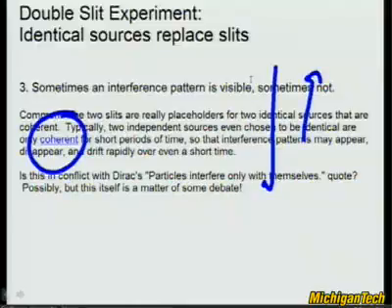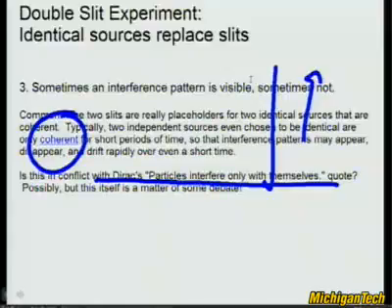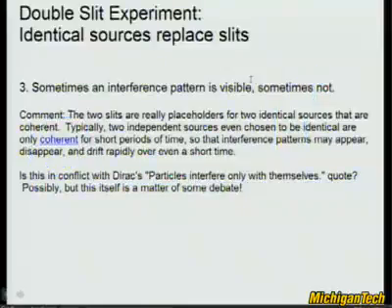Is this in conflict with Dirac's quote that particles only interfere with themselves? The answer is possibly, but it's still debated. I'm not 100% clear, so that's reached my level of misunderstanding of quantum mechanics. I can't clearly answer that question. Some people might be able to. I'm still checking it out.